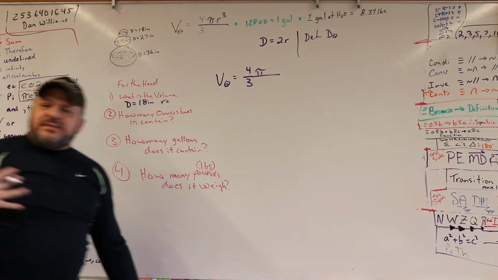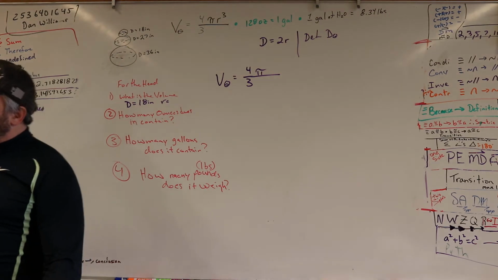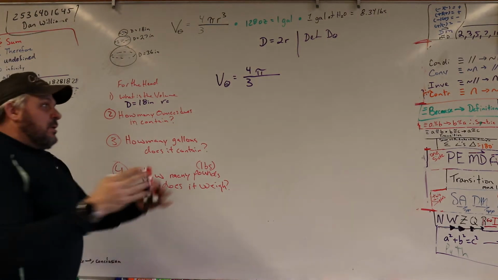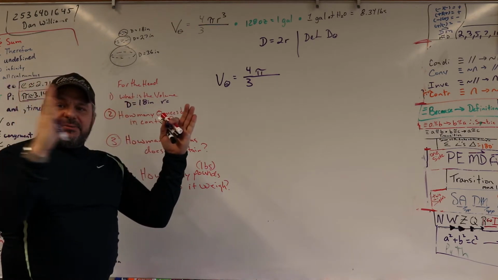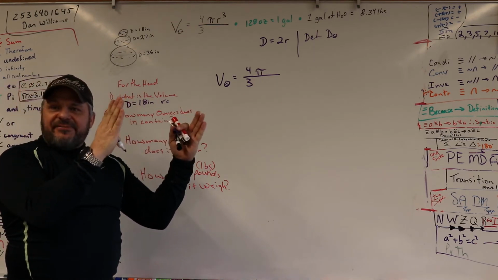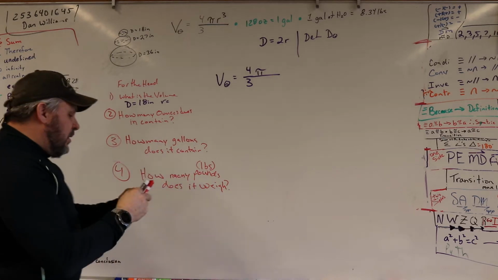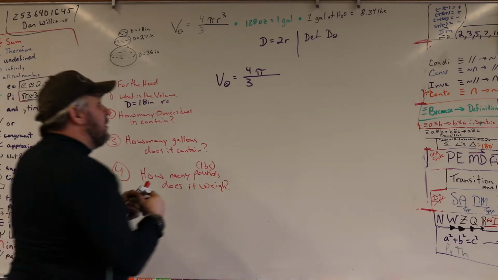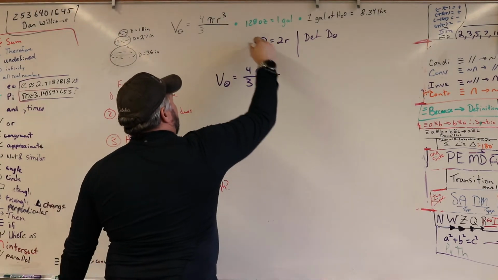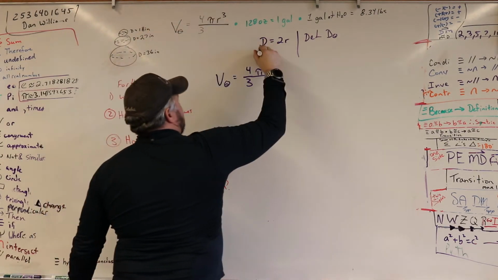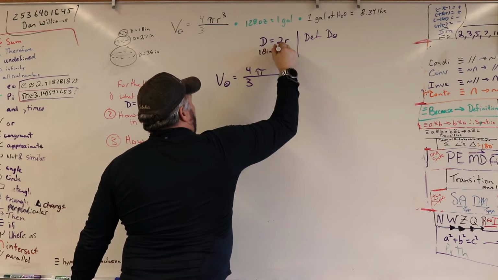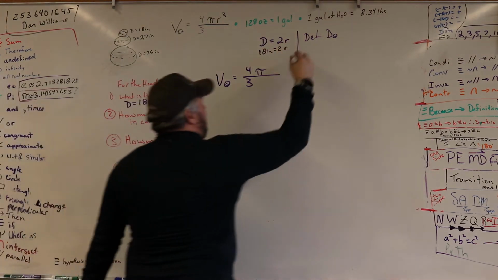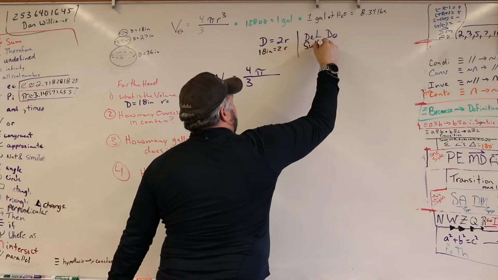Okay, so we know that the diameter of a circle is equal to 2 radii. The radius is the diameter cut in half. So if I plug in D, do I know D? I know D. D is 18, and that equals 2R. So what did we do? We substituted.